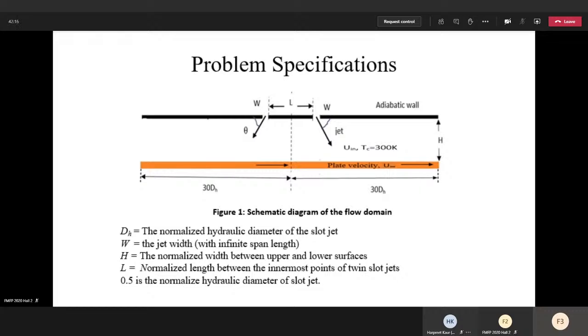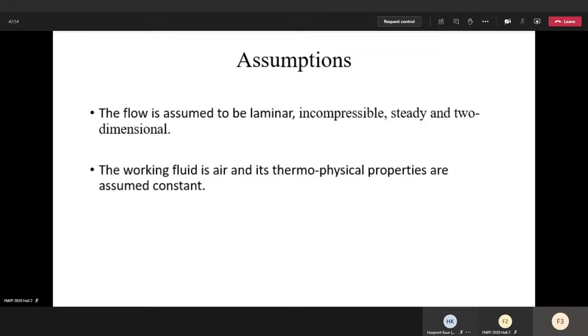This is the schematic diagram of the domain. Here theta is the impingement angle from the upper surface. This is the inlet temperature, and plate velocity is infinity. And total span length is 60 dH. dH is the normalized hydraulic diameter of the slot jet. W is the jet width. H is the normalized width of the surface. L is normalized length between innermost point of the twin slot jet, and 0.5 is the normalized hydraulic diameter of the slot jet. The following assumptions were taken while solving the computation.